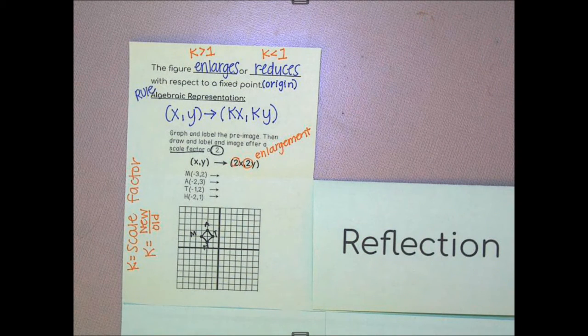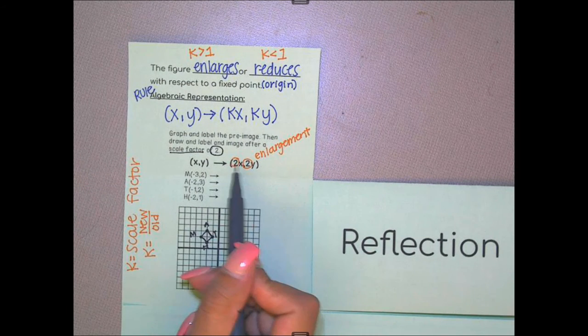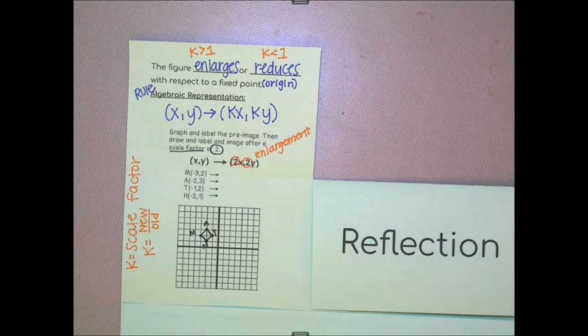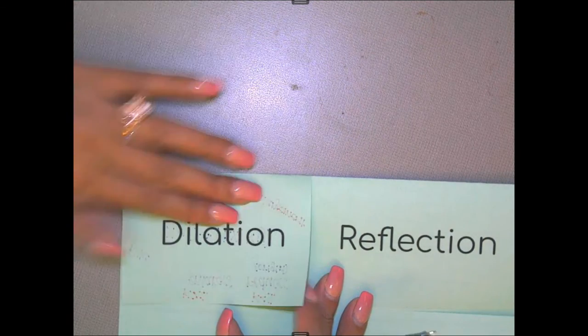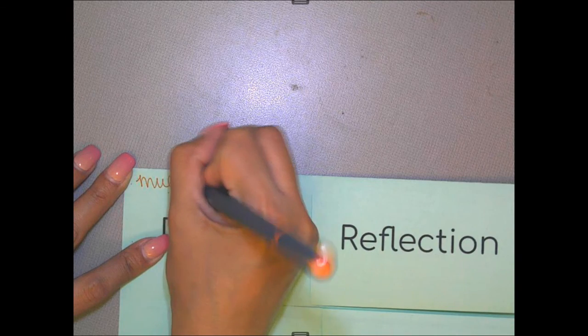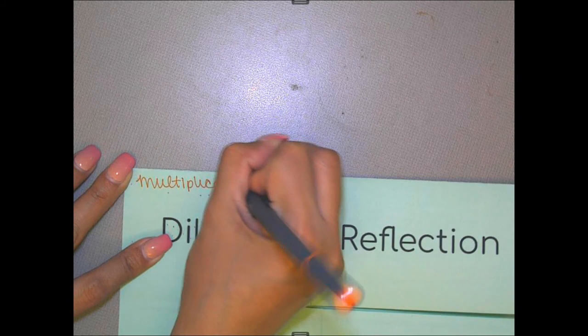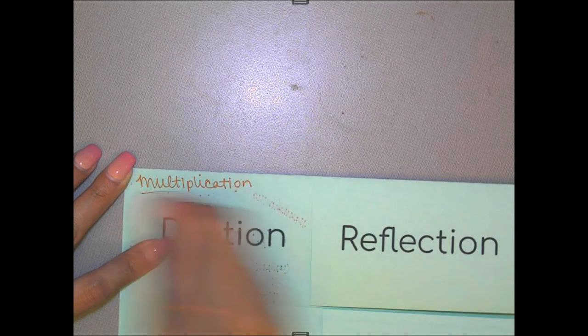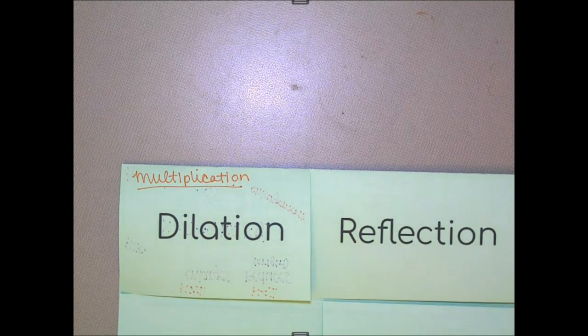Now to get my new shape, to get my enlargement, I'm going to take that 2, and it's touching that x coordinate. That means it's multiplying the x coordinate. So dilation means multiplication. To remember that on the front here, I'm going to put dilation and I'm going to put multiplication. Dilation means multiplication.